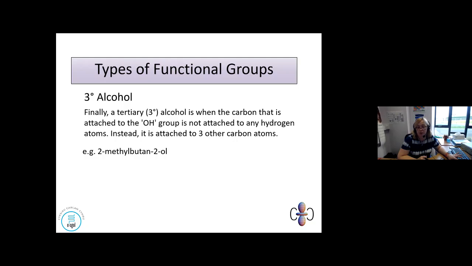So if you look at butan, it would be 4-membered long. On the second one, you'd have a methyl coming off of it, and the OH then on the same second carbon. Okay, so be careful that you don't confuse the 1, 2, and 3 with anything more complicated. It simply means how many other carbon atoms are attached to the same carbon as the hydroxy group.